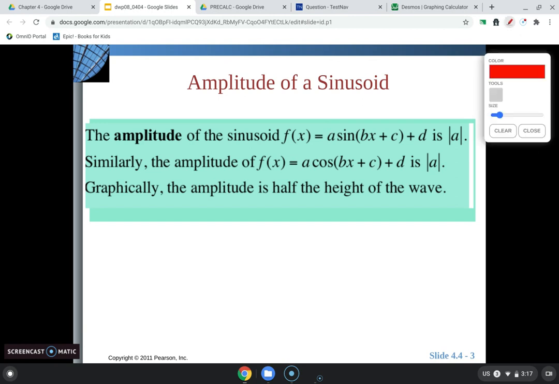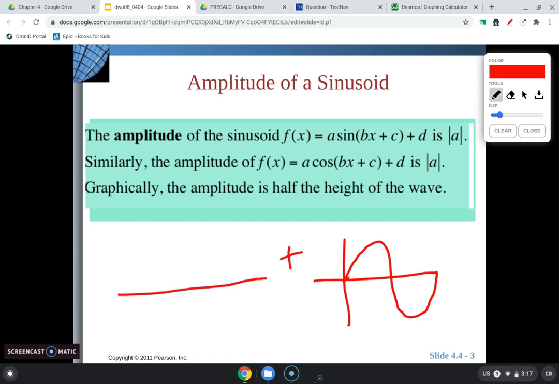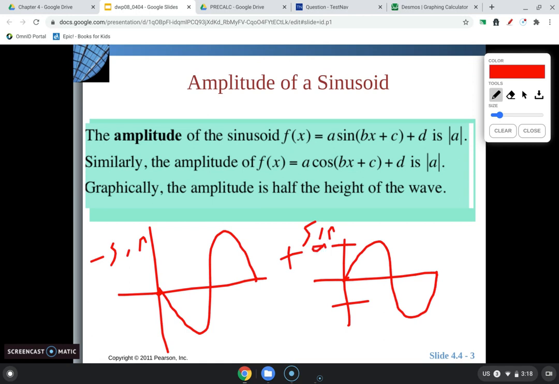If you're looking at the sine curve, the positive sine is always going to start in the middle, and then that's one rotation of the curve. If it's negative sine, it's still going to start in the middle, but it's going to go down first, and then that's one rotation of the curve. The amplitude is going to be your high and low. So that's your a value, a and negative a.